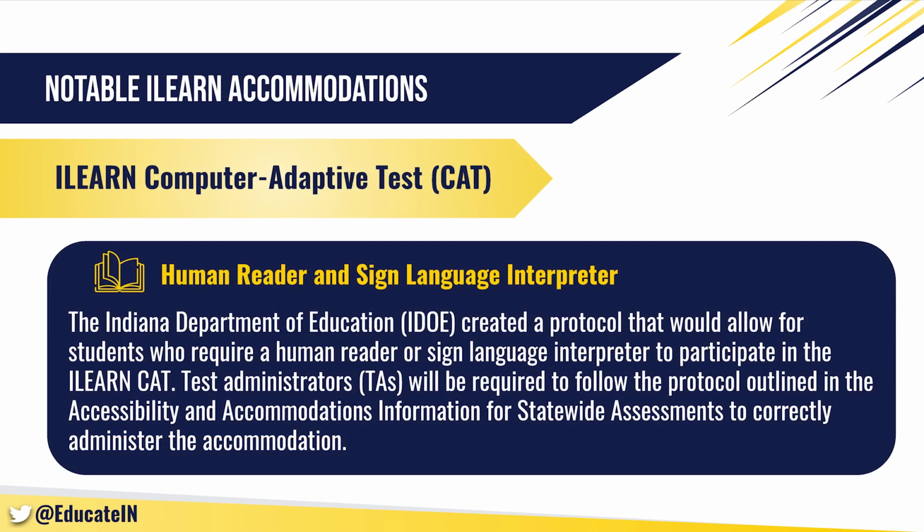IDOE has created a protocol that would allow for students who require a human reader or sign language interpreter to participate in the computer adaptive assessment. Test administrators will be required to follow the protocol outlined in the Accessibility and Accommodations information for statewide assessments to correctly administer the accommodation. The sign language interpreter and/or human reader accommodation must be administered one-on-one, and the student must have this accommodation listed in their IEP, Service Plan, CSEP, Section 504 Plan, or ILP.